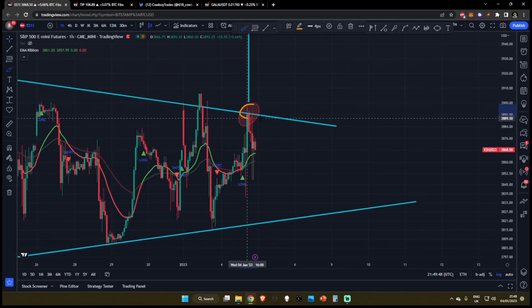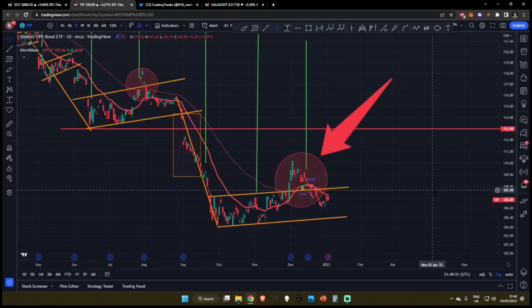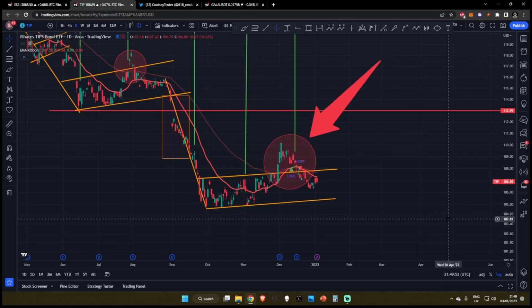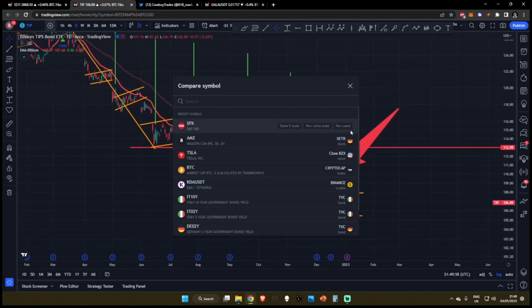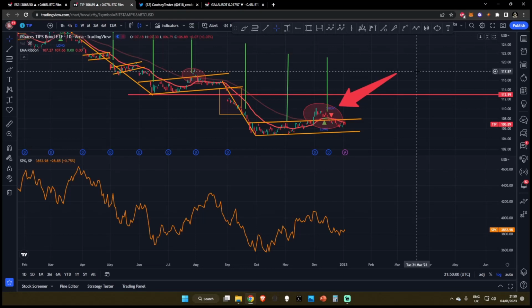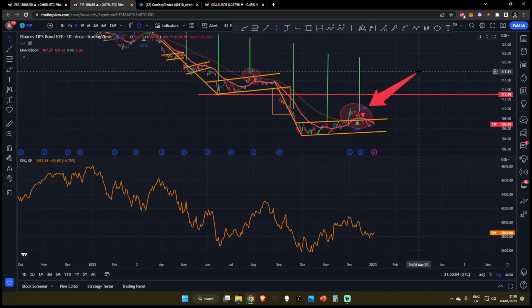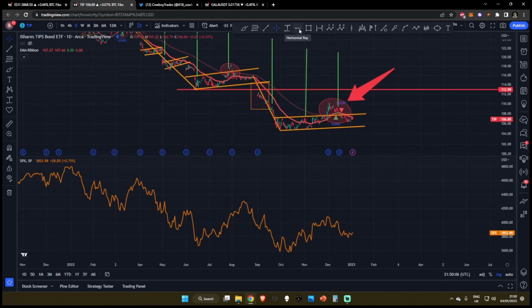We just had some FOMC minute data which is causing the markets to break down to the downside, and since this data has come out, the TIP ETF has also started to break down to the downside. Why is this important? Well, if you're new to the channel, the TIP ETF is known as the Treasury Inflation Protected Securities, hence the name TIPS, and we look at these because they're a leading indicator for the market.